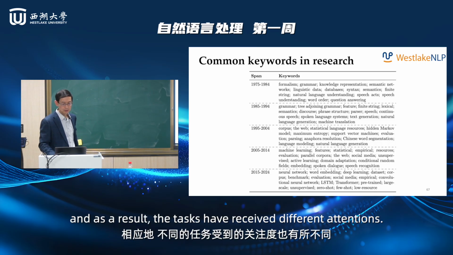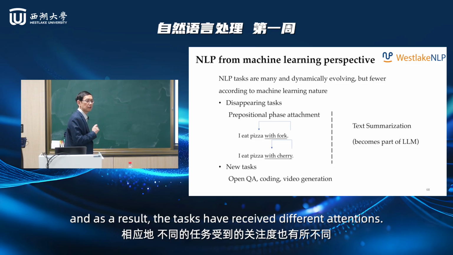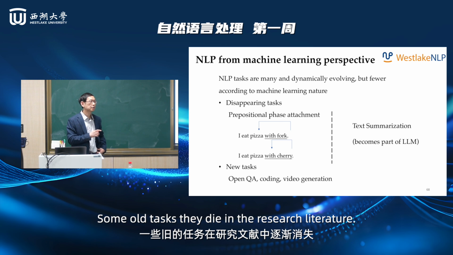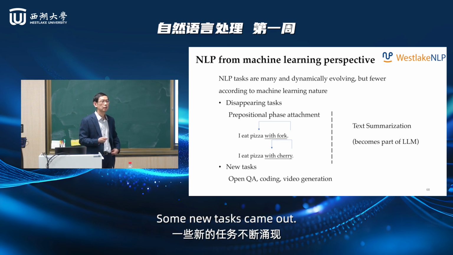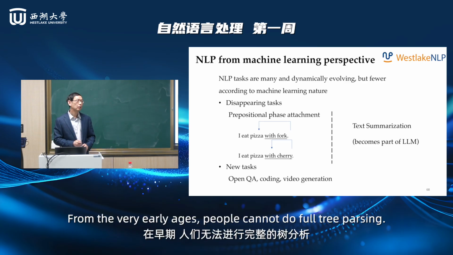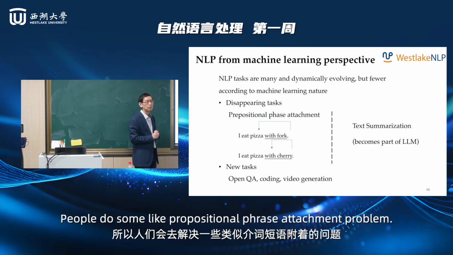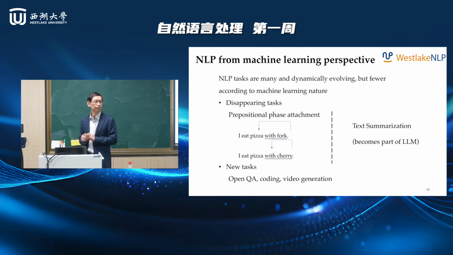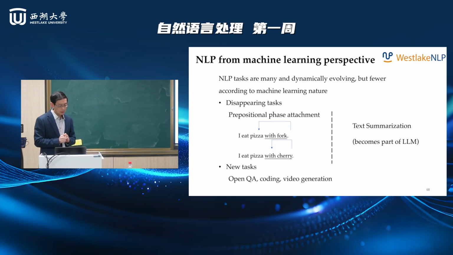And as a result, the tasks have received different attention. Some old tasks die in the research literature. Some new tasks came out. Maybe in the very early ages, people could not do full tree parsing. People did something like the prepositional phrase attachment problem. What does it mean?